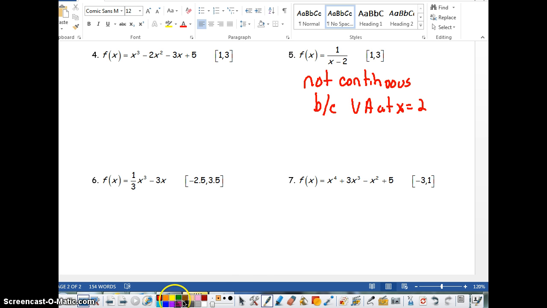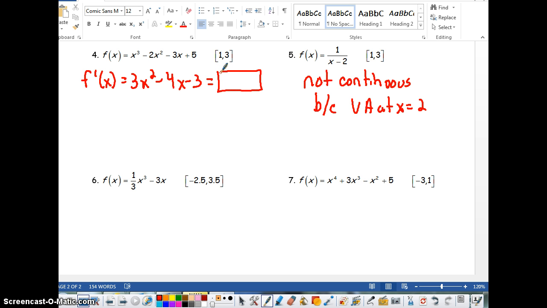So if I look at number 4 here, I'm given my equation. All right, when you're doing this, you want to set the derivative equal to the slope of the secant line. So my derivative here, which is going to be my f prime of x, is going to be 3x squared minus 4x minus 3. I want to set that equal to my slope. So I have to find out what the slope is over here.